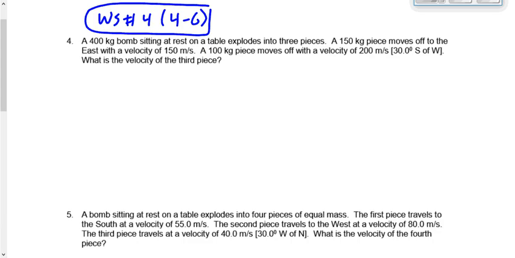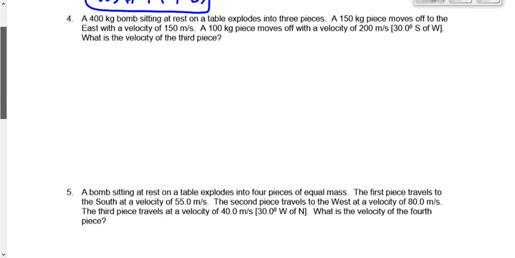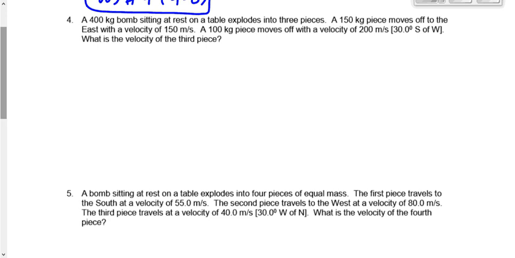Let's have a peek at worksheet number 4, questions 4 to 6 that you've been working on for the last little while here. Number 4 specifically says a 400 kilogram bomb sitting at rest on a table explodes into 3 pieces. 150 goes this way. 100 piece goes this way. What's the velocity of the third piece? Draw your situational diagram. Okay, there's my explosion point. We have one piece going to the east. We're going to call this piece number 1. Its mass is 150 kilograms, and its velocity is 150 meters per second.